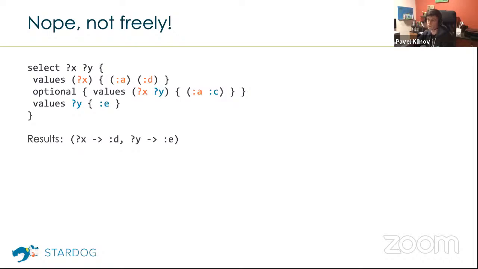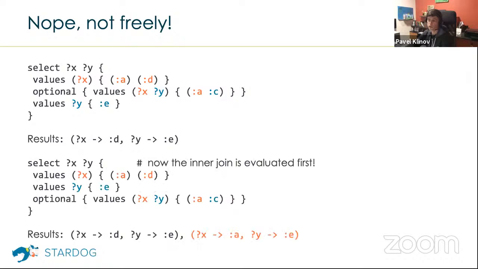By the way, in this example I specifically used VALUES, not real SPARQL patterns, not BGPs or anything which requires data, because you can enter the SPARQL pattern at sparql.org. There is, I believe, a Fuseki engine behind it. And you can see that this query with the optional in the middle returns one result: x equals d, y equals e. If you move the second VALUES up, or equivalently, you move the optional down, the results will be different.